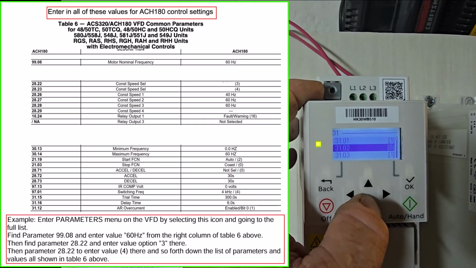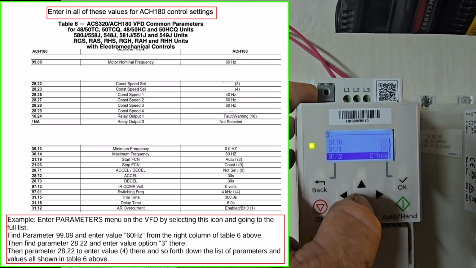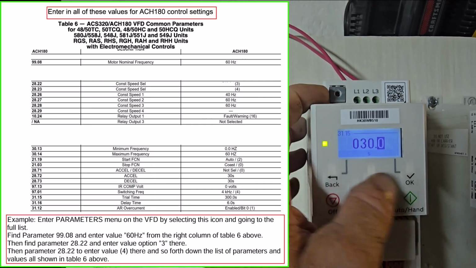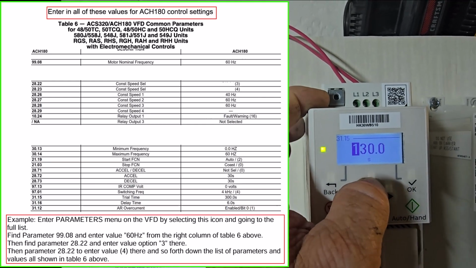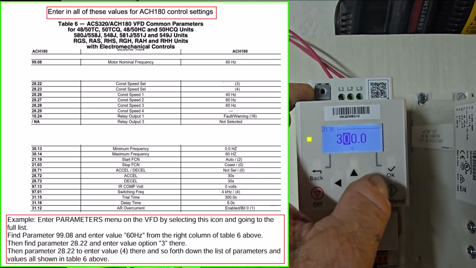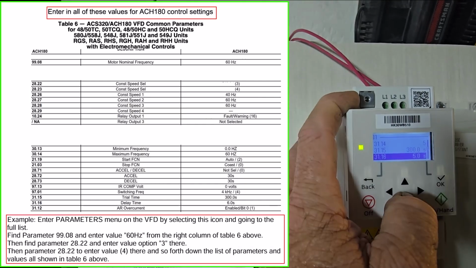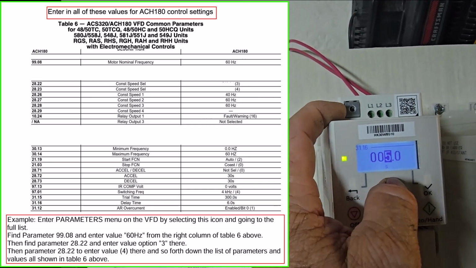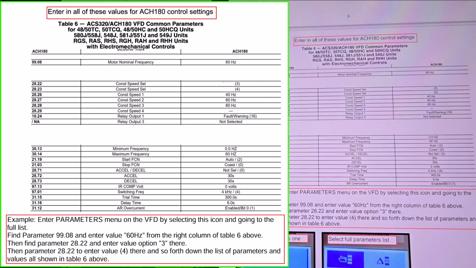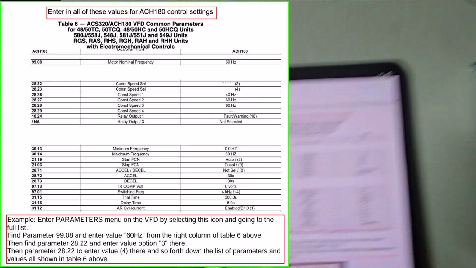3115, trial time. 30 seconds. They want it at 300 seconds. So we're going to go to 3. Drop that down to 0. That's like 5 minutes. And this one, they want it set for 6 seconds, and it's set for 5. So it's an easy change. 6. There you go. And then one more, 3112.